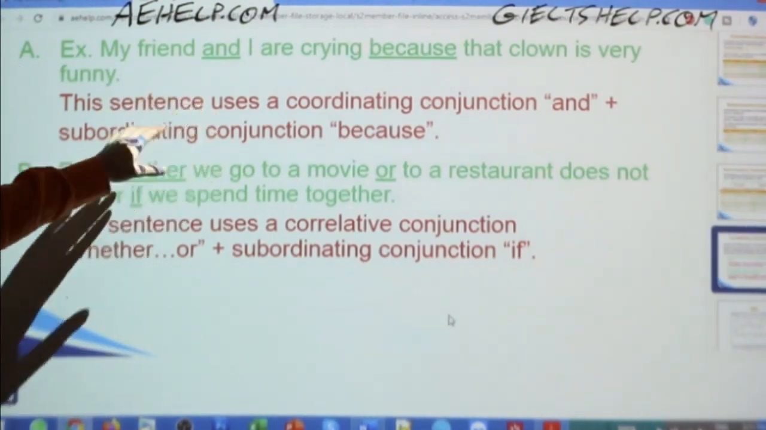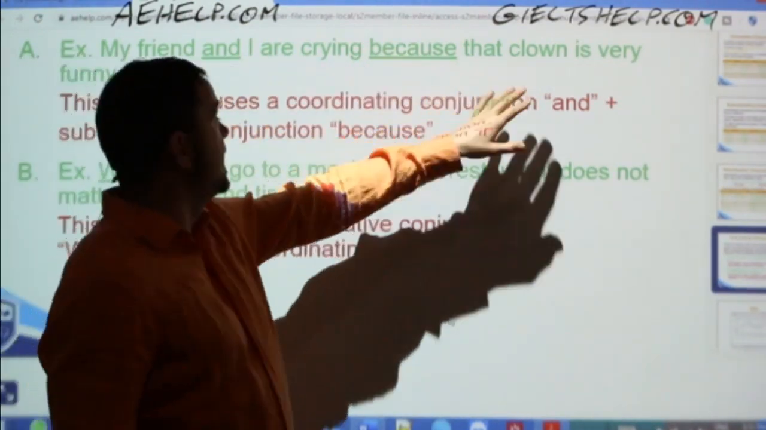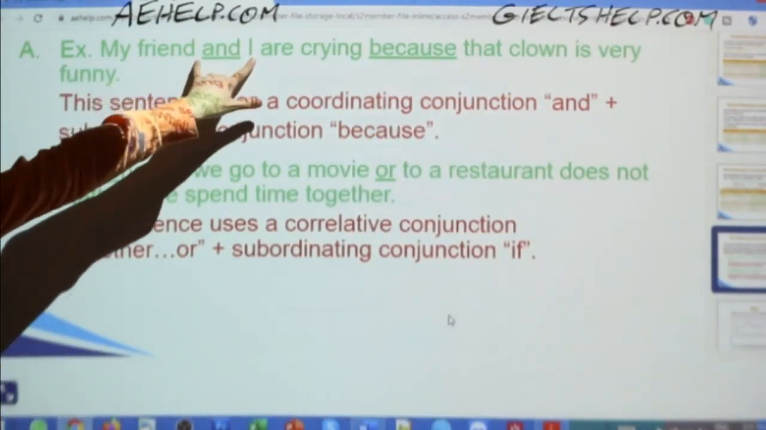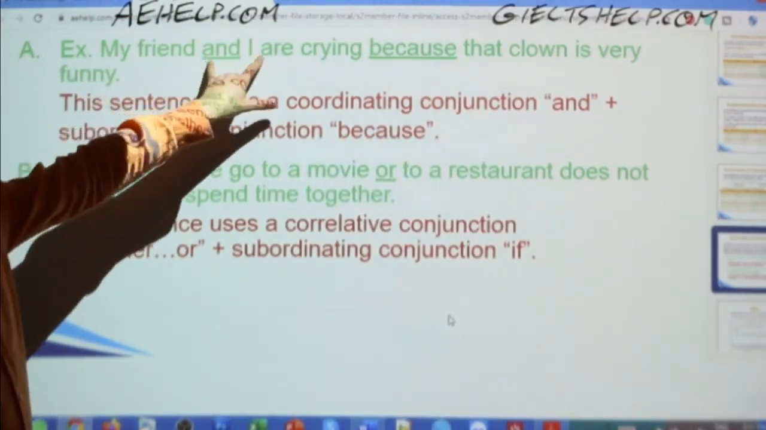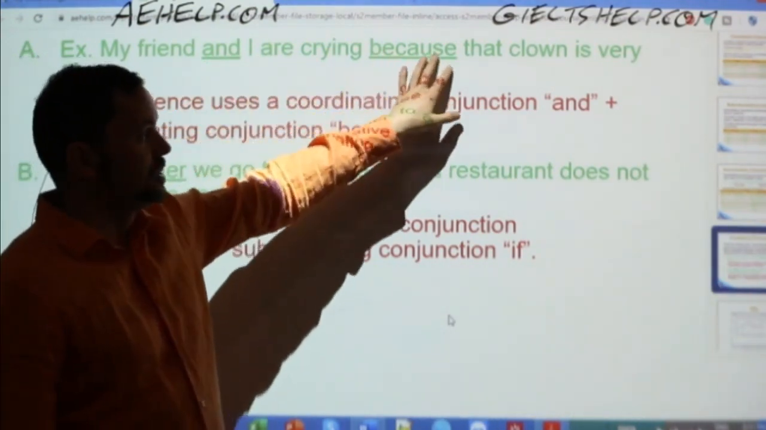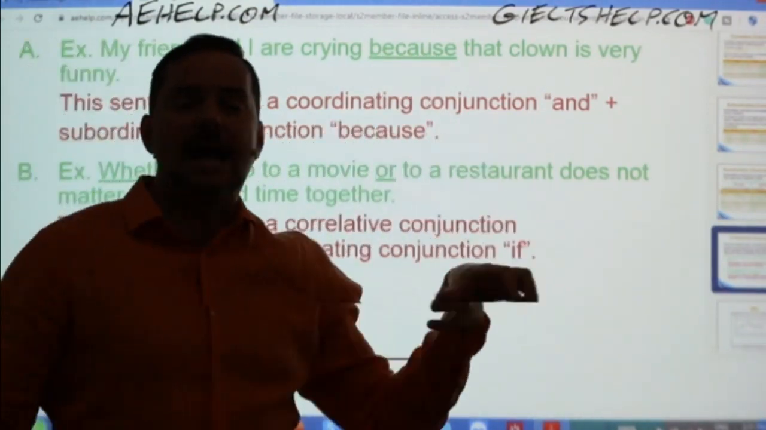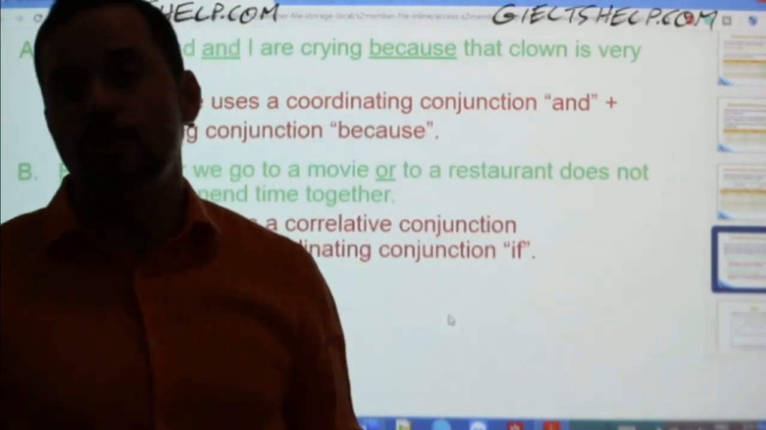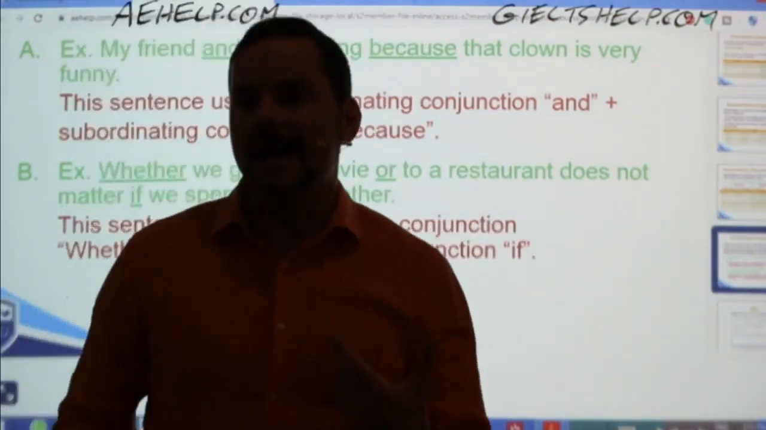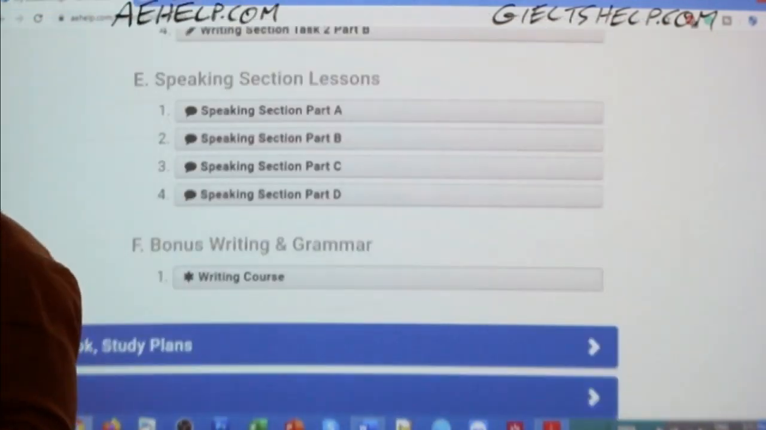Okay, so my friend and I are crying because that clown is very funny. So here you're creating a compound sentence, and the compound sentence becomes a complex sentence using cause and effect. So this is where it builds up to how you create these smooth, compound, and complex sentences. Okay, so that's where you need to go. So again, this is in your My Student account.